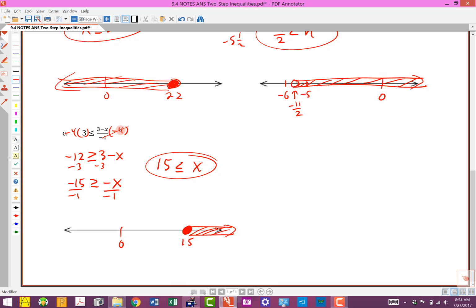We multiplied by a negative, that switched the direction. We subtracted, that didn't switch the direction, and then we divided by a negative. So we actually switched it here in this step and then switched it back. So it's possible for it to switch back and forth several times if that's the way the problem works out. Okay, you should be in good shape for the assignment.